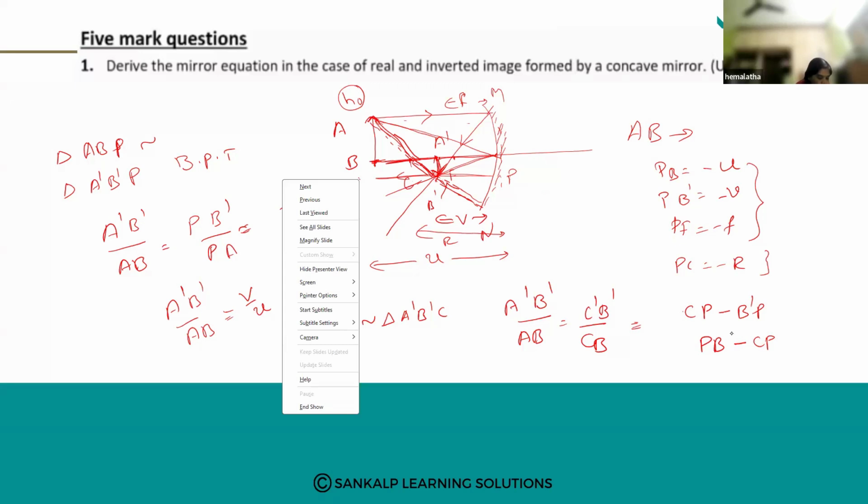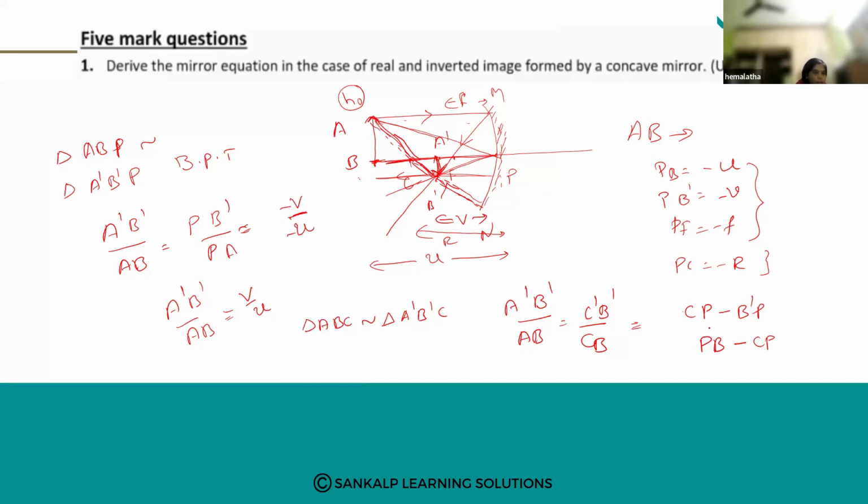It comes in terms of R. CP is nothing but R minus of minus V, so minus R minus of minus V. Correct? So that is minus R plus V. The other one: PB minus PC is minus U plus R. So this is from this equation.